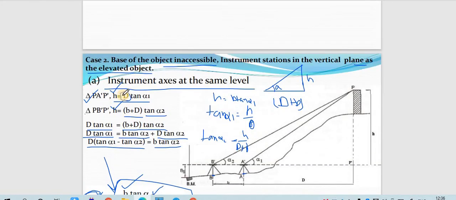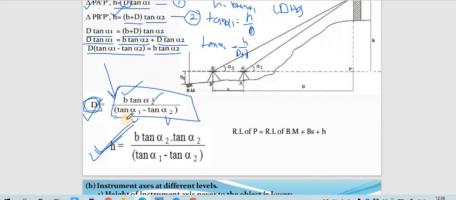Once we have got the value of D, we will put the value of D in these two equations, in one equation or two equations. You will easily get your answer for height.